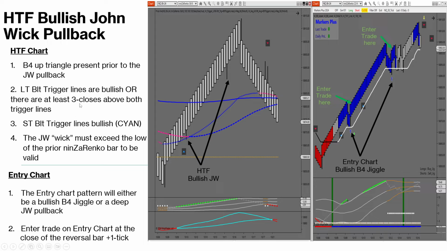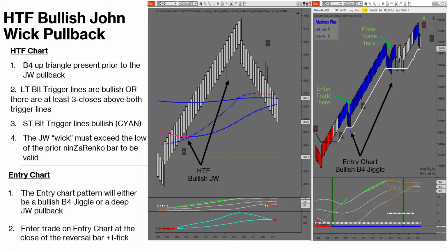So, the higher time frame bullish John Wick pullback. The John Wick pullback is the shallowest pullback that you'll get on any bar setting that you happen to be monitoring. For my higher time frame, I have a 36.6. Entry chart's a 22.4.